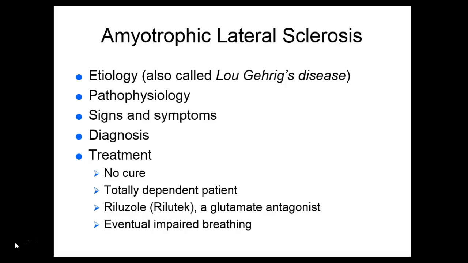Other neuromuscular disorders such as MS, myasthenia gravis, and muscular dystrophy should be ruled out. There is no cure for ALS. Eventually, muscle paralysis renders the patient totally dependent, and the patient cannot move, swallow, speak, or ultimately breathe. The drug riluzole has been shown to slow the progression in certain patients. Eventually, impaired breathing requires a tracheostomy and mechanical ventilation.